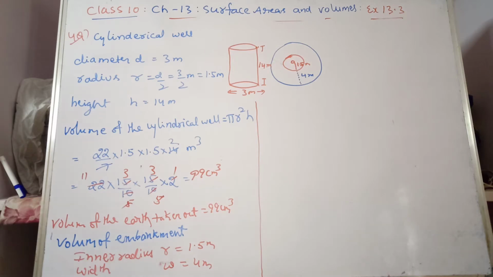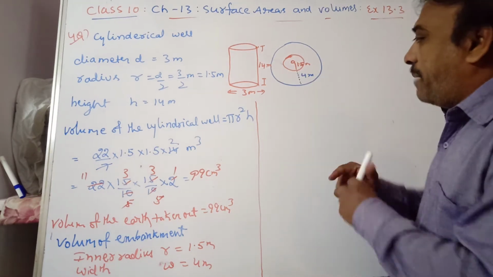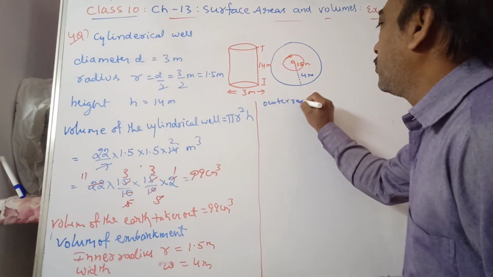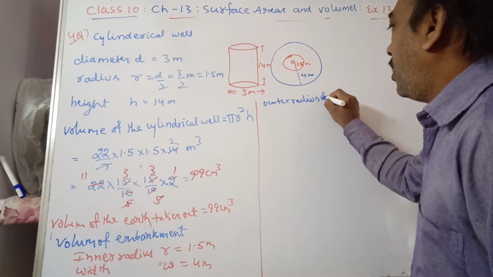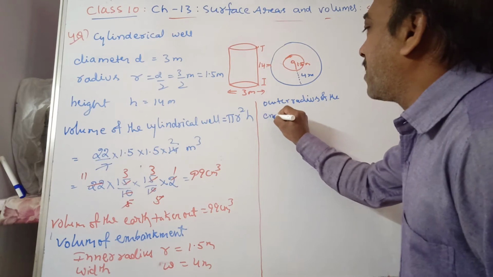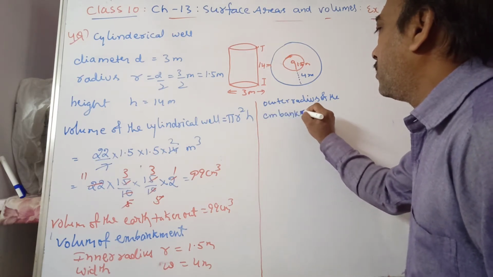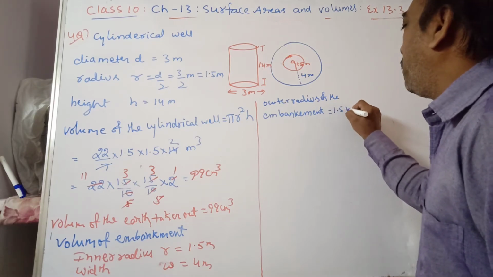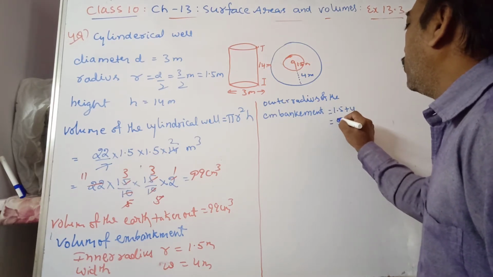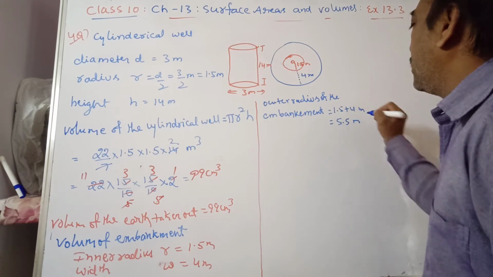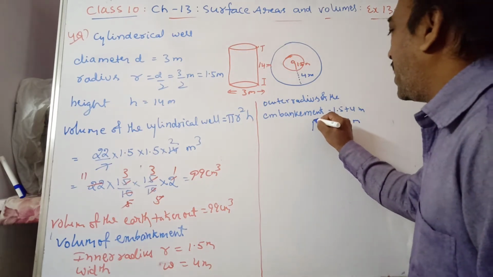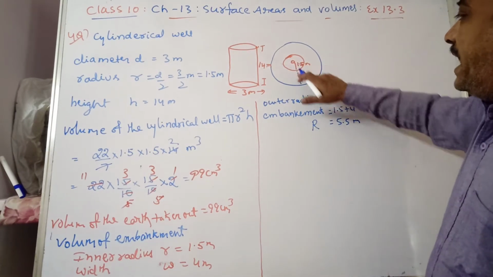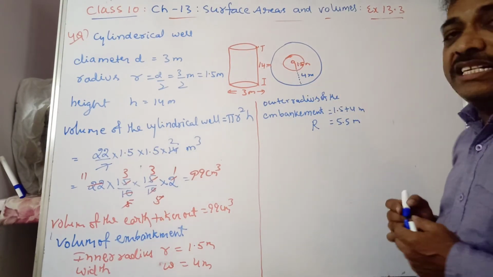From that, the outer radius of the embankment is equal to 1.5 plus 4, which is equal to 5.5 meters. This we are taking as capital R. The outer radius, we are taking as capital R.